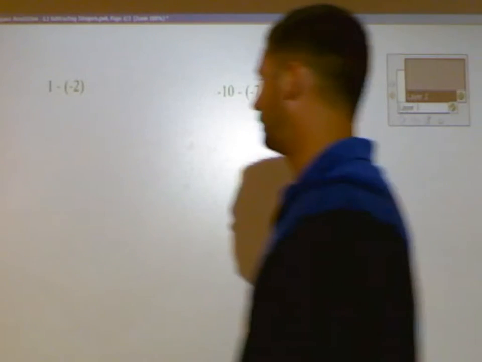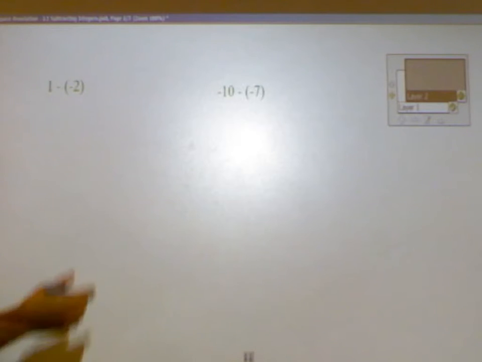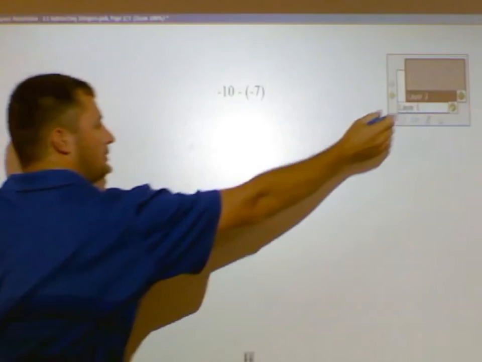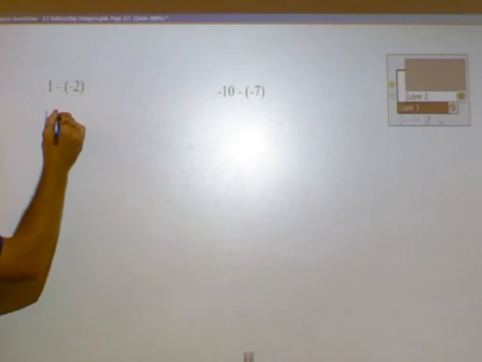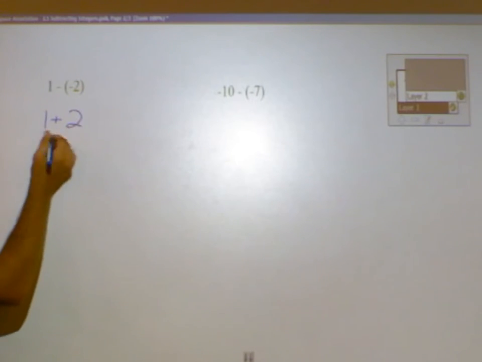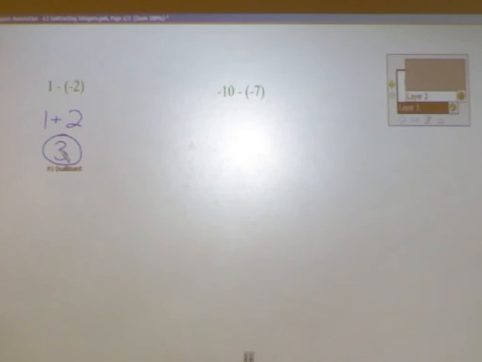Look at another one. Here I have 1 minus a negative 2. Again, I'm adding the opposite. My original number, my first one, stays the same. I have 1. Instead of subtracting negative 2, I'm going to add the opposite of negative 2, which is 2. 1 plus 2 is 3.